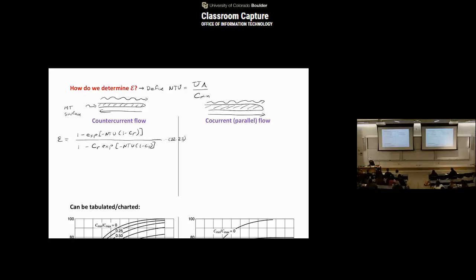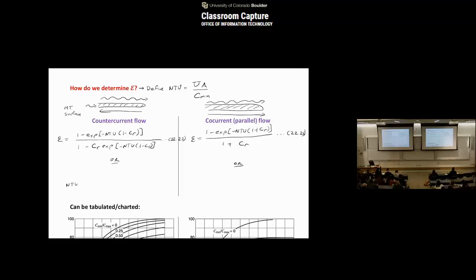For the case of co-current or parallel flow, epsilon is equal to 1 minus the exponential of negative NTU times (1 plus C_R), over 1 plus C_R. This is equation 22.26 in your book. I'll leave you to jot those down for a bit while I rewrite the rearranged forms of these equations in terms of NTU.